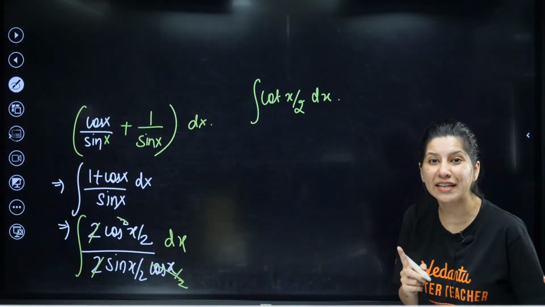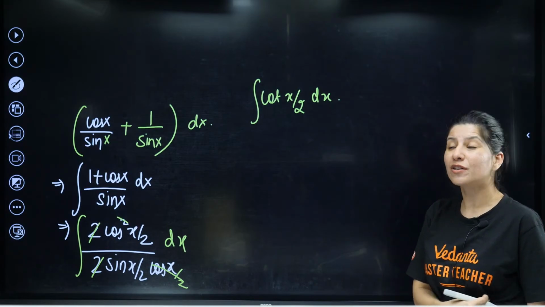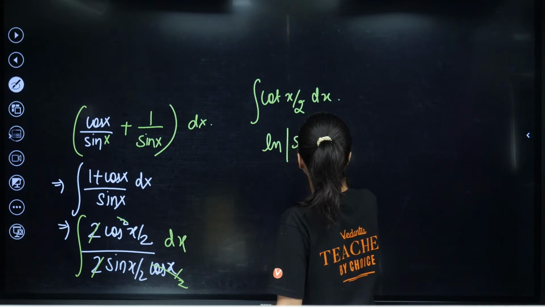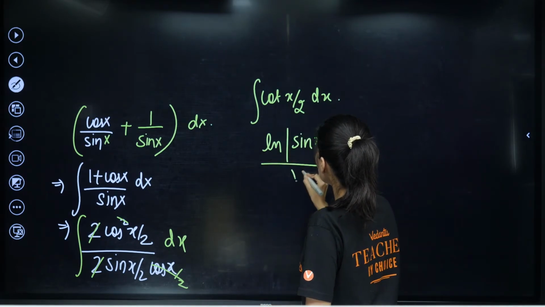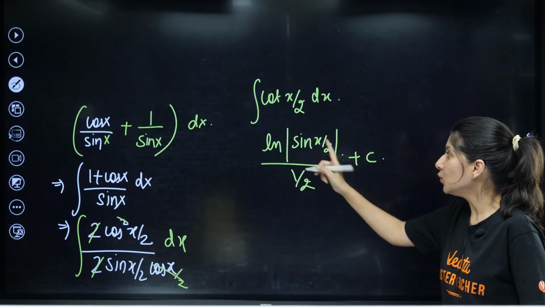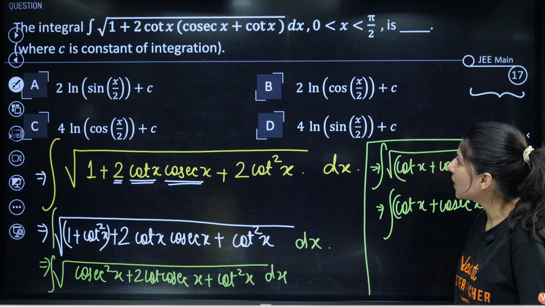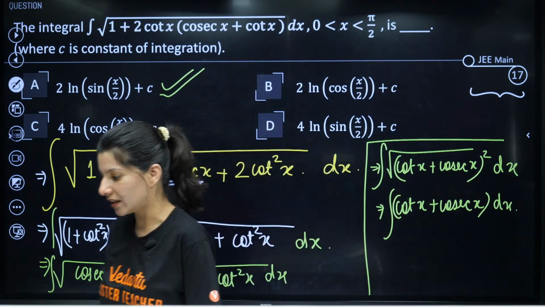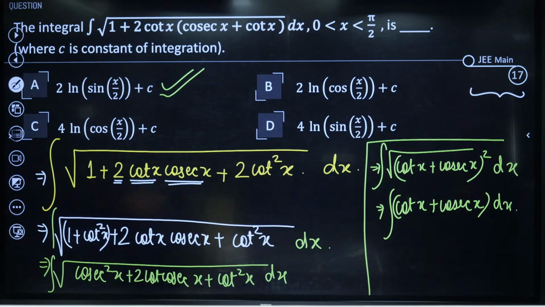So the integral of cot x is log of mod of sin x. So this is going to be log of mod of sin x by 2, upon 1 by 2, plus constant. So 2 log sin x by 2. Option A is absolutely correct. Have a look and let me know.